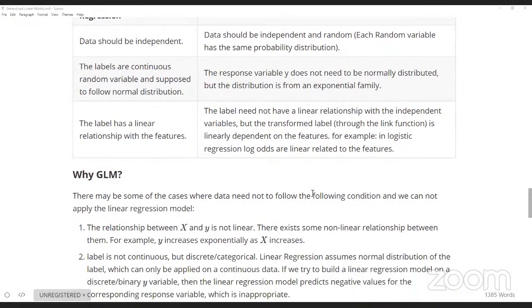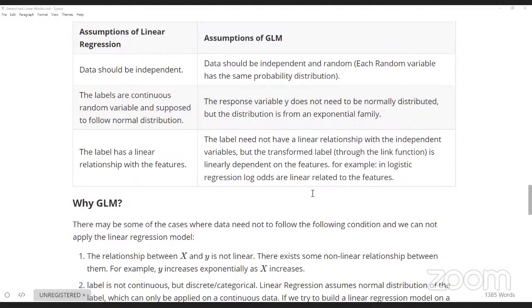So is there a separate model for GLM, or is it just that? Yeah, we are coming to that, how to model in this case. Now we have the assumptions, and now we will try to find how to make the model.